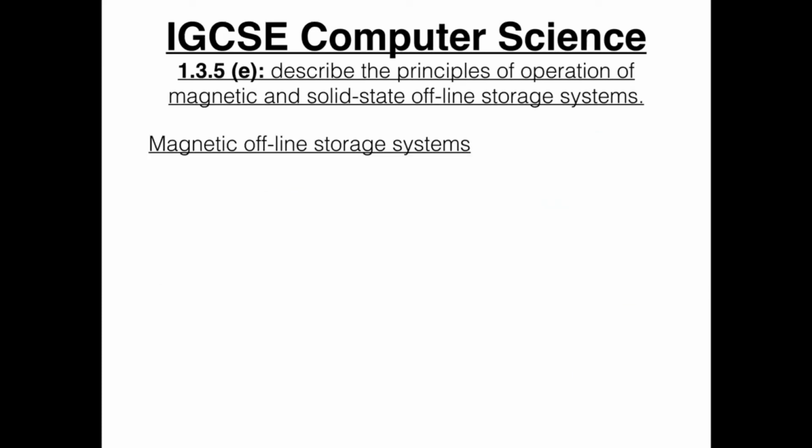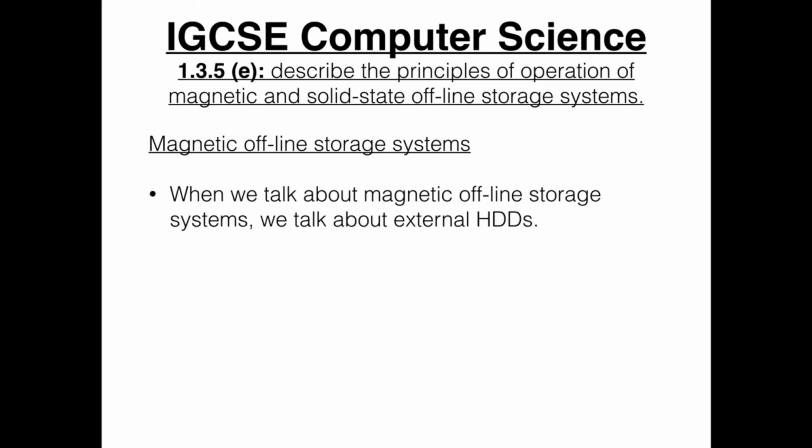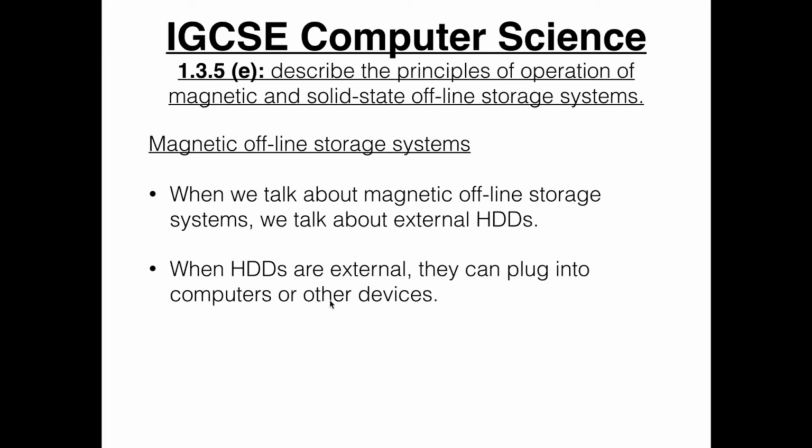So, magnetic offline storage systems. We know the principles of operation of magnetic secondary storage, platters, stuff like that, so we don't really need to look at that. We just need to think about external hard disk drives. When hard disk drives are external, they can plug into computers or other devices. When we were looking at secondary storage, we were looking at the storage on a device, like a laptop. When we're talking about external hard drives, we talk about ones that plug in.